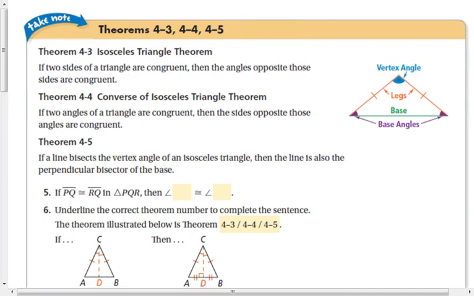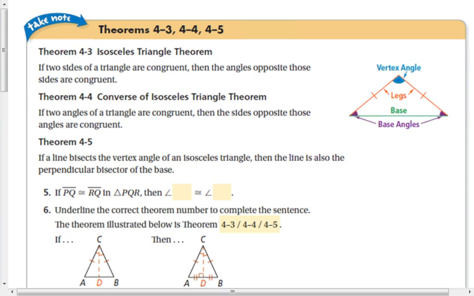All right, here's the theorems we're going to be using here. Isosceles triangle theorem says that if two sides of a triangle are congruent, then the angles opposite those sides are congruent. So basically the base angles in an isosceles triangle are congruent. And theorem 4.4, the converse of that, if you have two base angles that are congruent, then the sides opposite those angles are congruent.